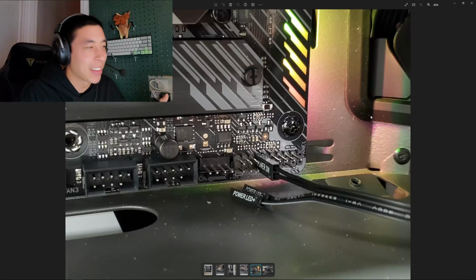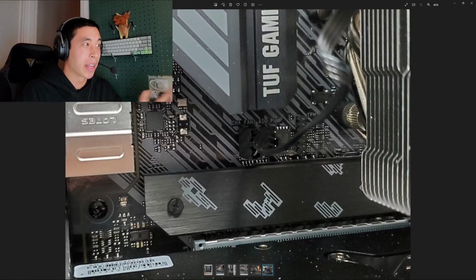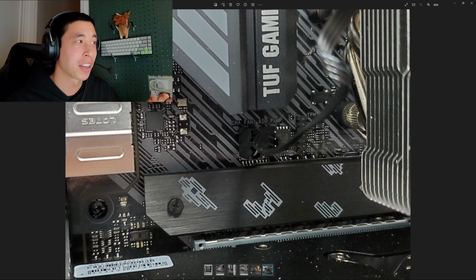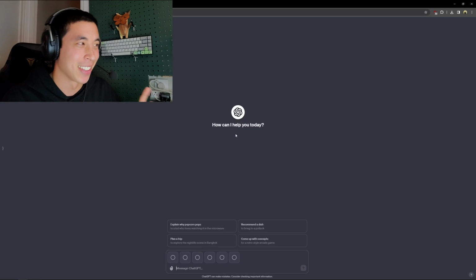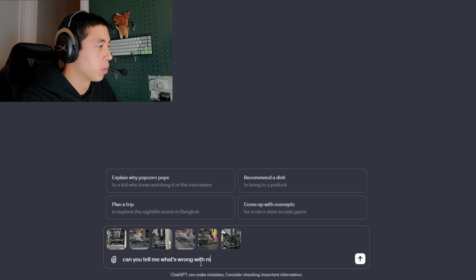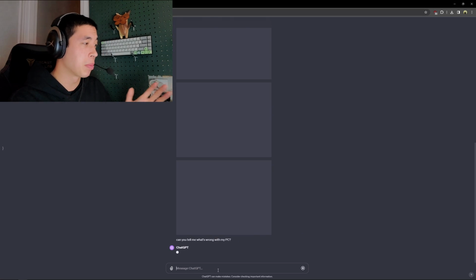I might be biasing the AI a little bit just by providing so many up-close pictures of exactly what's wrong, but based on the results of the previous test, I think this needs all the help it can get. What's wrong with my PC? Kind of generic, but let's see what happens.